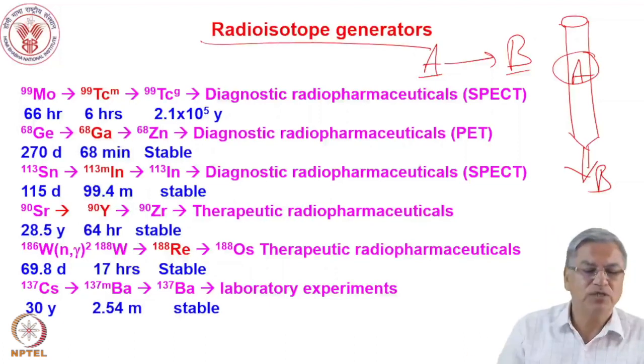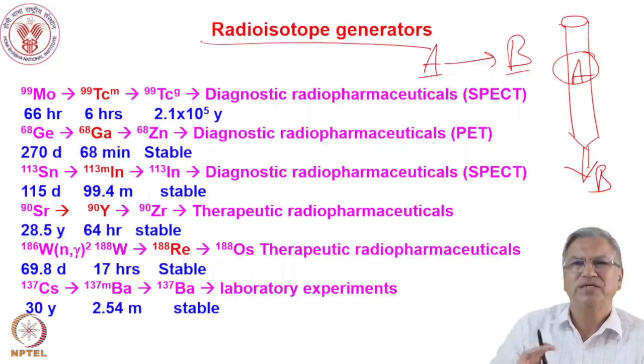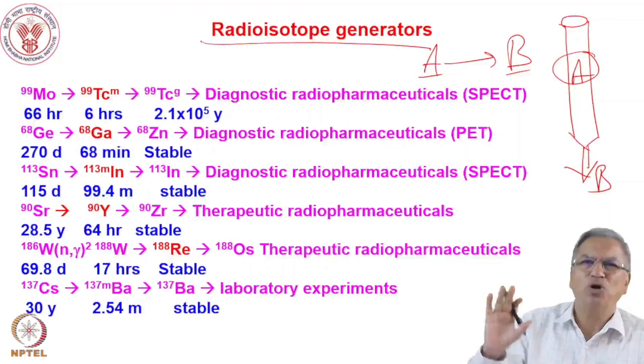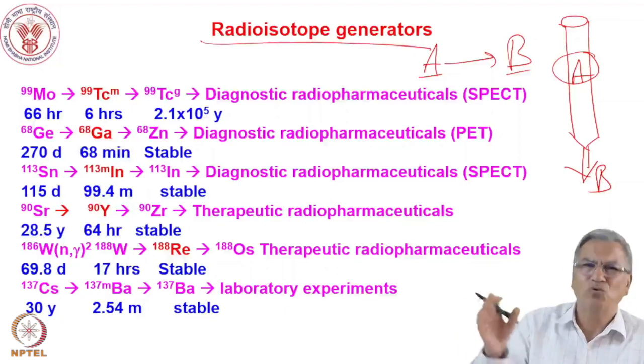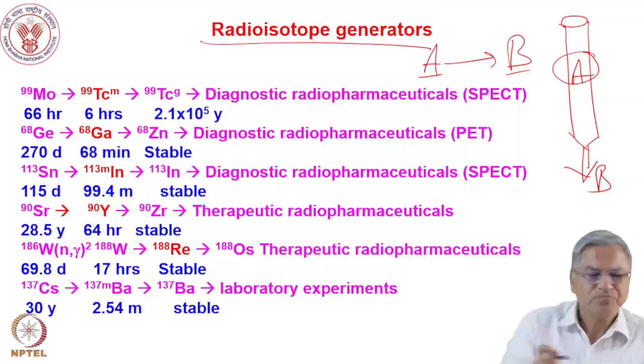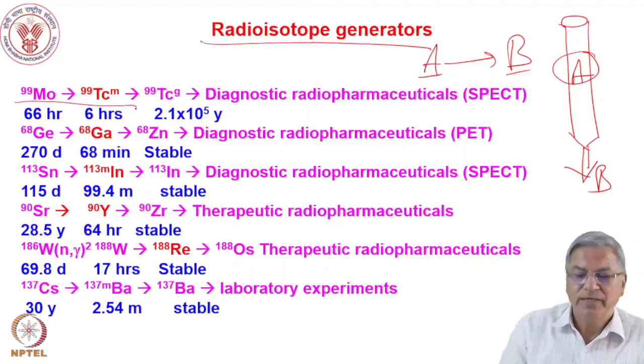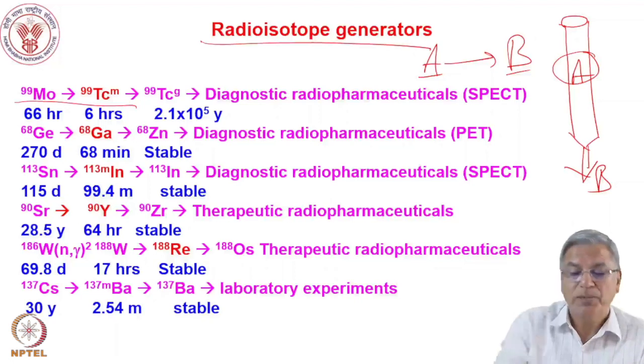They are very popular these days because the people who are manufacturing these generators can sell the generators to the hospitals, and hospitals have their own hospital radiopharmacy. They can go on milking the isotope of interest. So molybdenum 99 is the parent of technetium 99m. Technetium 99m is the workhorse of nuclear medicine, particularly for diagnostic radiopharmacy.